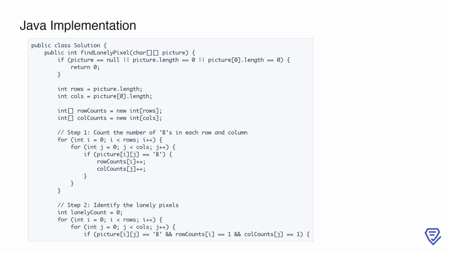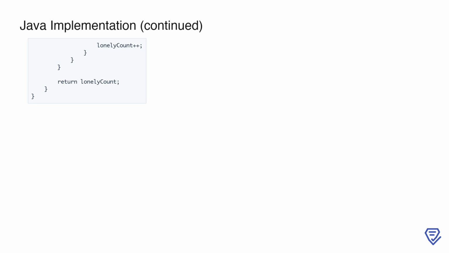After initializing the arrays, we loop through every cell in the picture. For each black pixel we encounter, we increment the corresponding row and column counts. This ensures that by the end of the loop, we know exactly how many black pixels exist in each row and column of the picture. Now, with the row and column counts calculated, we proceed to identify the lonely pixels.